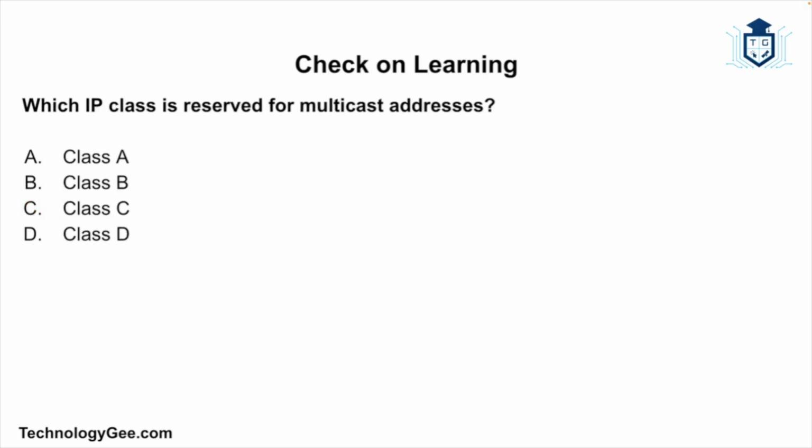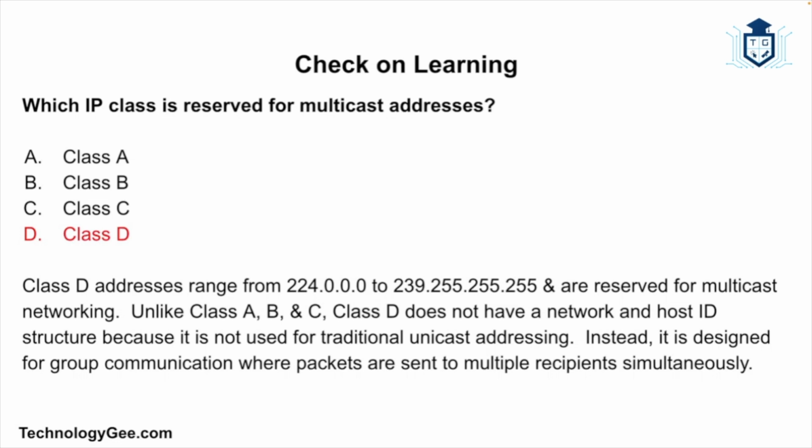And our final question, which IP class is reserved for multicast addresses? Would it be Class A, B, C, or D? And the correct answer is this will be a Class D address. So Class D addresses range from 224.0.0.0 to 239.255.255.255, and they are reserved for multicast networking. Unlike Class A, B, and C, Class D does not have a network and host ID structure because it is not used for traditional unicast addressing. Instead, it is designed for group communication where packets are sent to multiple recipients simultaneously.